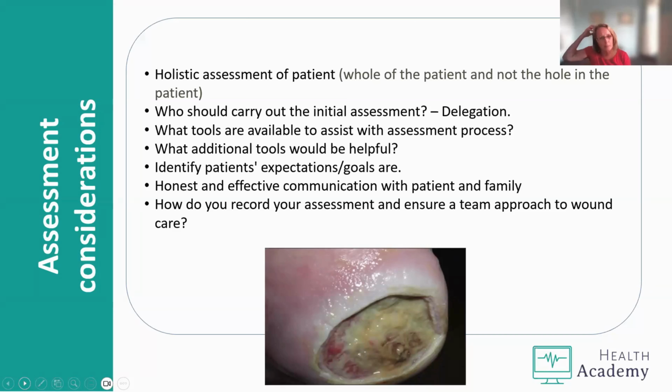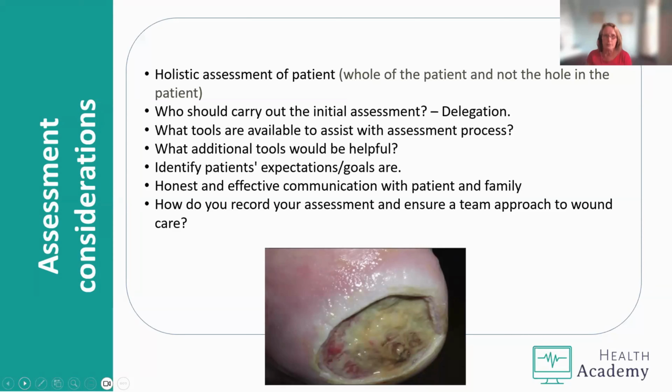What tools can help us to assist with that process, and what additional tools would be helpful? So that might be a case of looking at what our wound assessment documentation looks like. Are we filling it out properly? Is it accessible to everyone? Is it transferable information?